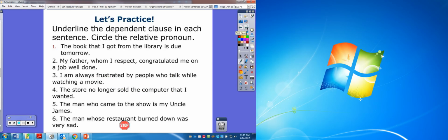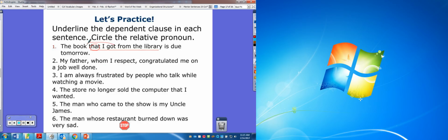Let's practice. We're going to underline the dependent clause in each sentence and then circle the relative pronoun. The book that I got from the library is due tomorrow. Where is our relative pronoun? If you said that, you're correct. Now, what is our dependent clause? That I got from the library. This whole dependent clause is telling more about the book.